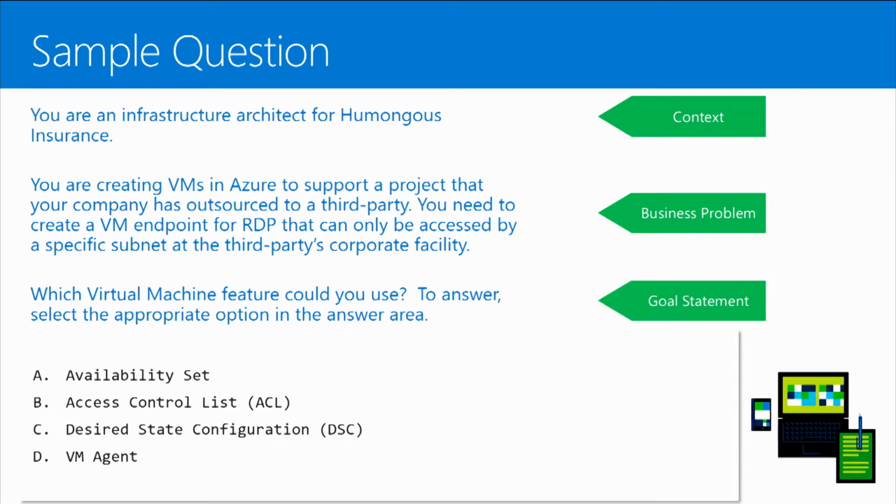Which virtual machine feature could you use? To answer, select the appropriate option in the answer area. Now, this one shouldn't be too difficult because that's literally the last thing we talked about. You would use an access control list.